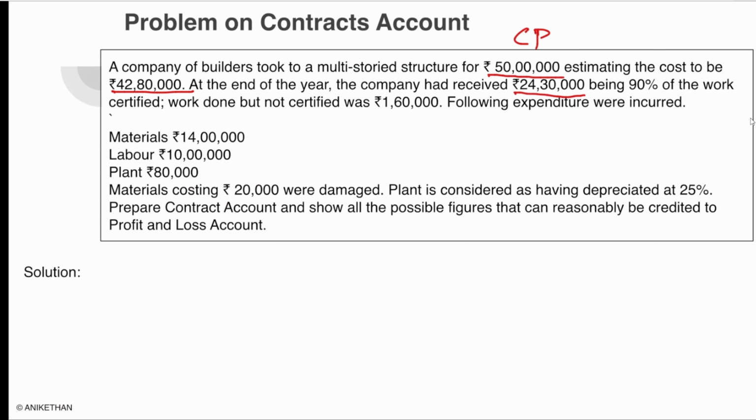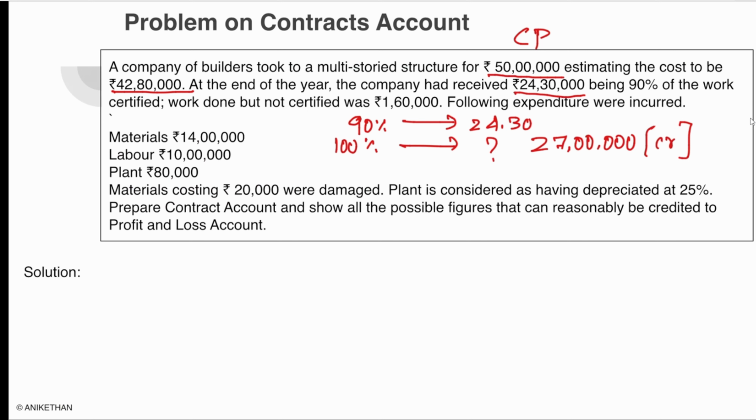So that means I have to calculate my work certified. How do I calculate? If 90% is equal to 24,30,000, then 100% work certified is how much? So I have to do cross multiplication to find out 27 lakh as my work certified amount. Where will this come? This will come on the credit side under WIP.